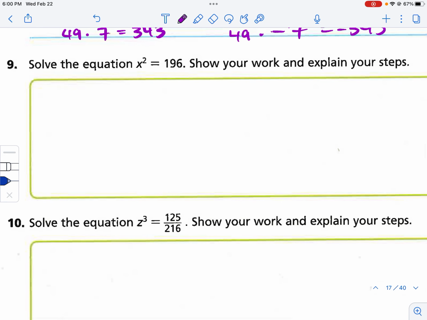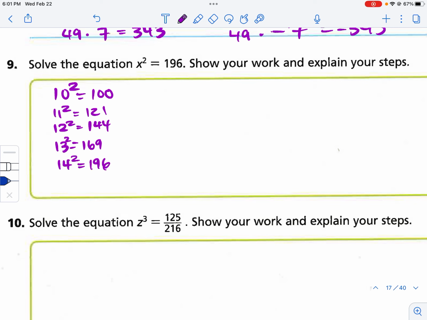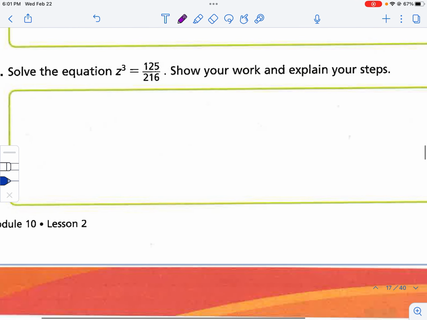Solve. So 196. Well, 10 squared equals 100. 11 squared equals 121. 12 squared equals 144. 13 squared equals 169. 14 squared equals 196. So if I was to take the square root of both sides, I would get x equals plus or minus 14. Okay? Show your work for these steps.